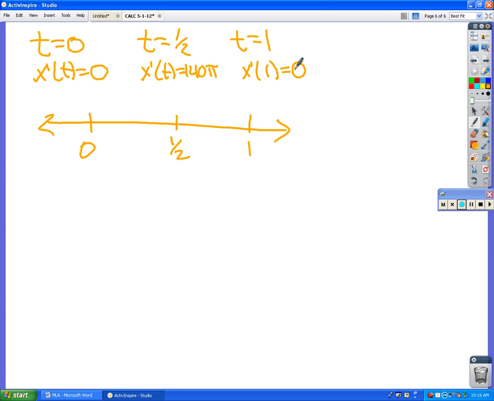Okay, so now we can answer, and it turns out we were right. The answer to E, when is the first time the horizontal velocity will be a maximum? That t equals 1/2. When is the first time the horizontal velocity will be a minimum? 1, as long as we're not counting 0. What is the maximum horizontal velocity? 140 pi. What is the minimum horizontal velocity? 0.